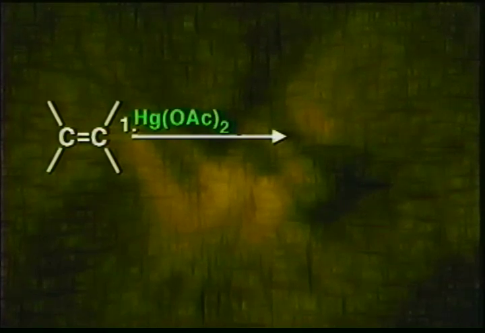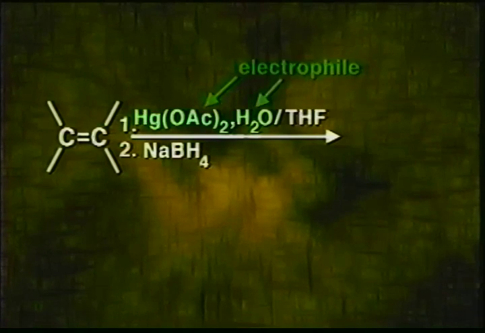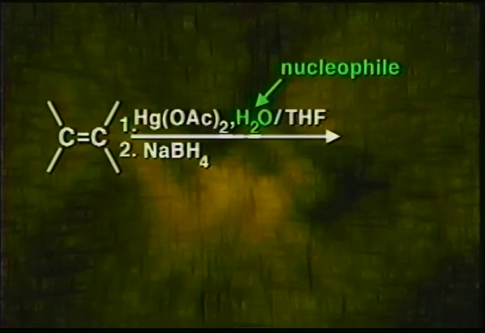On this arrow, we put a number 1 and write in mercuric acetate, HgOAc2, and water, and THF. Those are all the things we're going to add in the first step of the reaction. Then we put a number 2 and write in sodium borohydride, NaBH4, because that's what's added in the second step. Mercuric acetate is the electrophile. Water is the nucleophile.